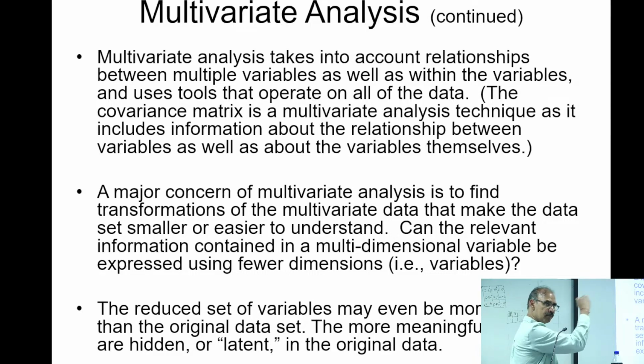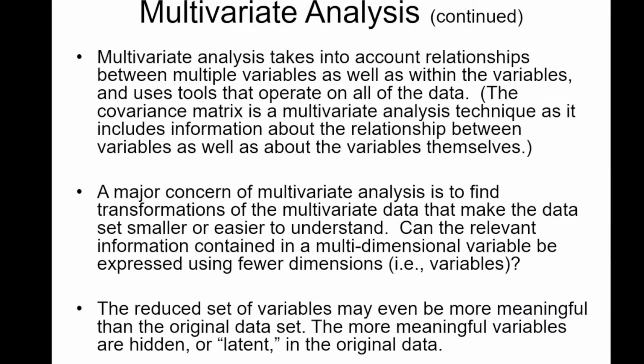So you have a large number of measures, and from those measures, you're trying to find common properties. The reduced set of variables may even be more meaningful than the original data. The more meaningful variables are hidden, or latent, in the original data. So this is the mathematical representation.